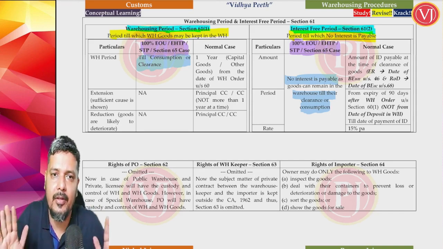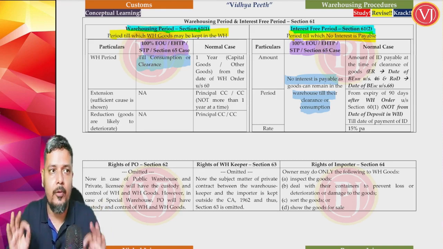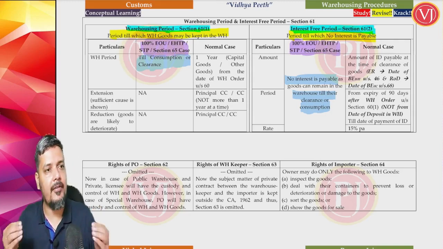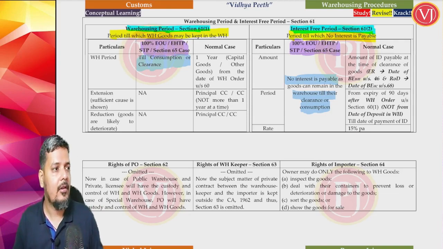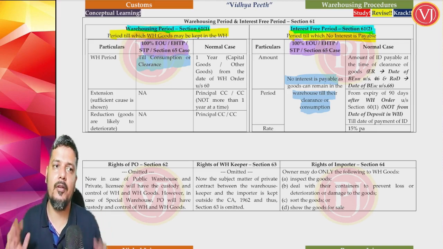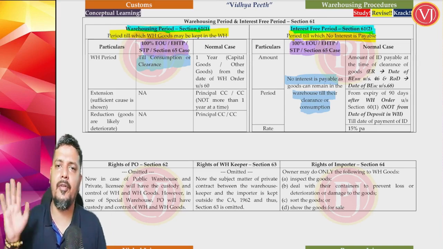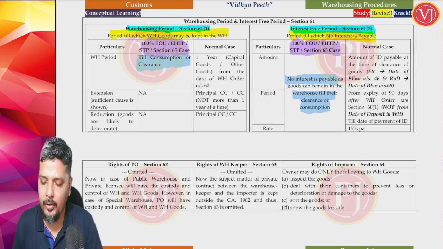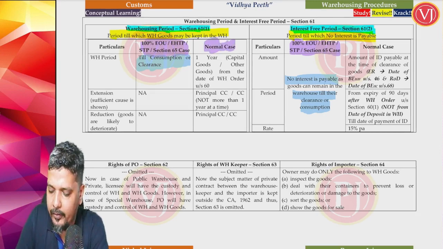They can keep the goods in the warehouse for as much time as they want. All they have to do is use it properly. Right, conditions will be there. No warehousing period. They can have the goods inside the warehouse till it is cleared, sold or consumed, used in manufacturing. No time limit, neither warehousing period nor interest-free period. So we are not talking about special cases. Our focus is only on the normal case. In a normal case, what is the warehousing period?